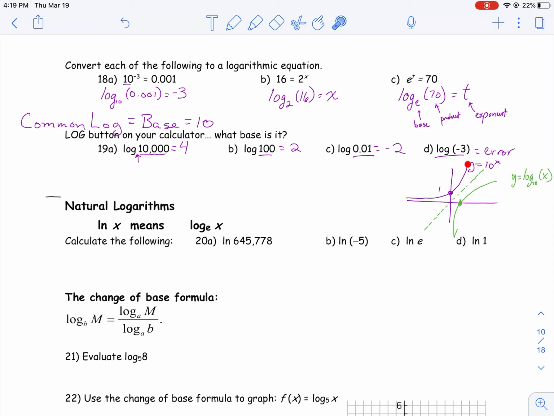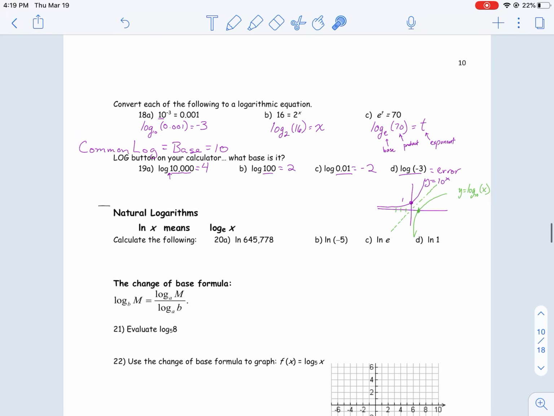Well, if you look here, there are no y values of -3. That's down here. No matter what I put into this equation, I will never get a y value of -3. Also, if you look here at an x value of -3, you'll notice we do have -3 on this graph, but my logarithm function doesn't have a value there. And that's why there's an error.